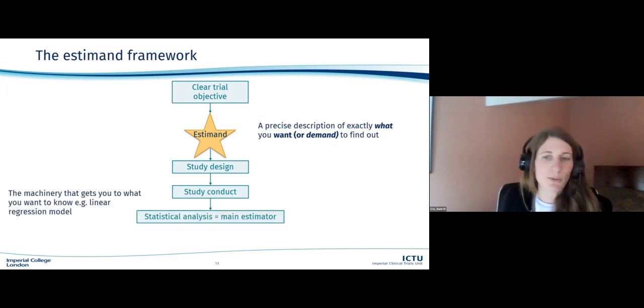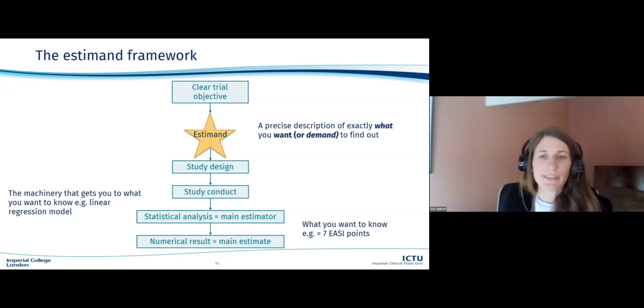And then an appropriate statistical analysis can be selected. And this is what the addendum calls the main estimator. So this is the machinery that gets you what you demand to know. So for example, this might be a linear regression model or any other relevant statistical method of analysis. And then when you have the data, this will provide you with the numerical result that you're actually interested in, which is what the addendum calls the main estimate. So this is the answer to what you wanted to know. So for example, in our eczema trial, it might turn out that we get a result of a mean treatment group difference in EASI points of 7.